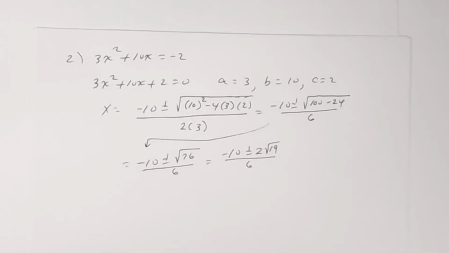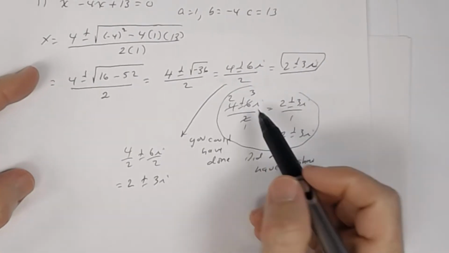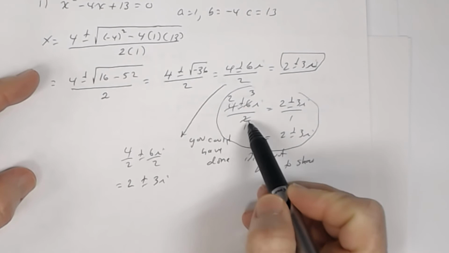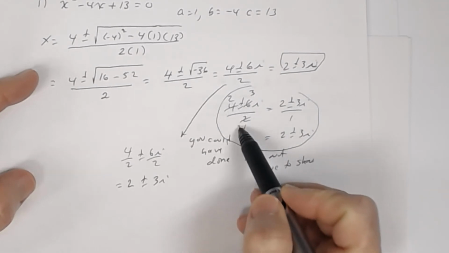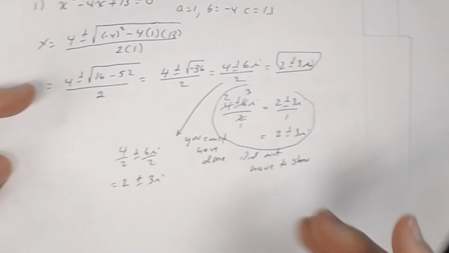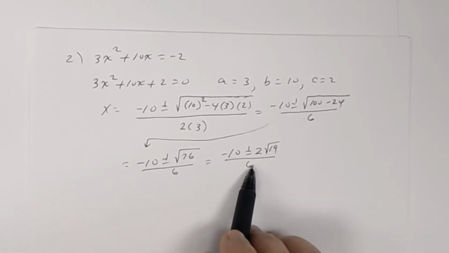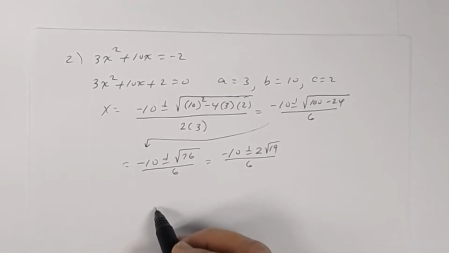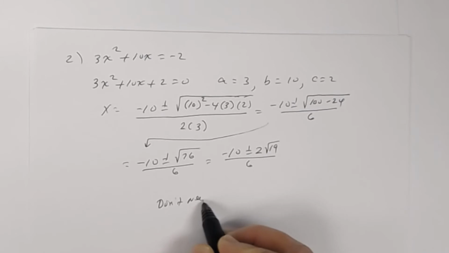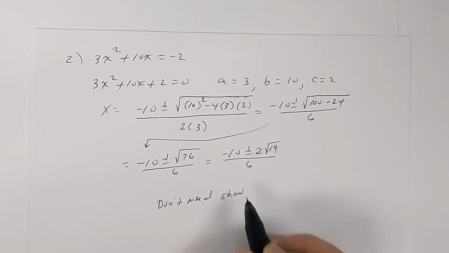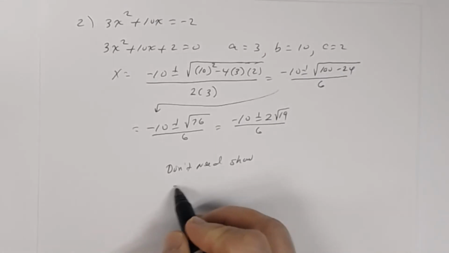Just like we did this, we looked at 4, 6, and 2, and we know that 4, 6, and 2 are all divisible by 2. I can look at this and notice that negative 10, 2, and 6 are all divisible by 2 itself. You don't need to show what I'm about to do, but in your mind, this is what you're saying.